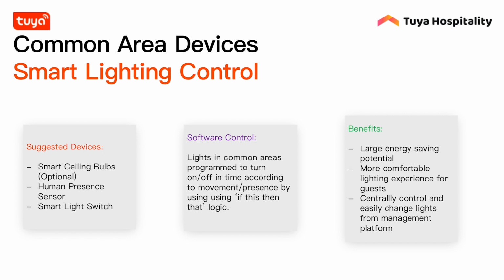This can be easily repeated across all corridors in the property through the use of installation templates, which allow you to create one routine automation and then roll that out and install across as many identical areas as you need. Additionally, when we click over to the next slide, you can see how this looks for a manager using the Tuya hospitality platform.